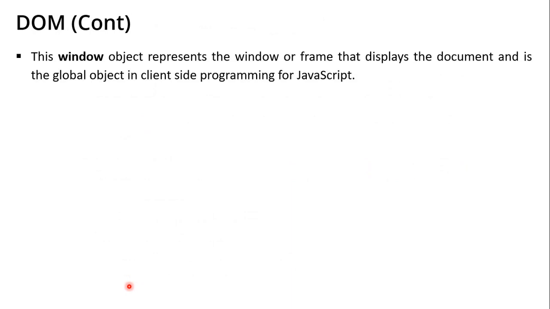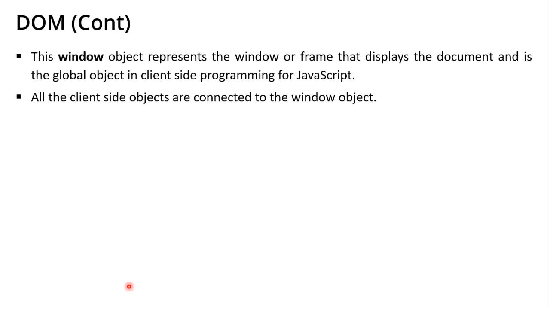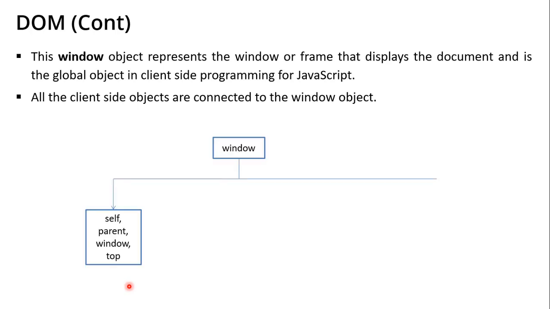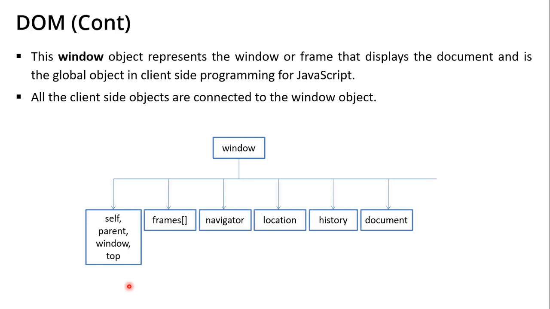The window object represents the window or frame that displays the document and is the global object in client-side programming for JavaScript. So the window object represents the window or the frame that displays the document. All the client-side objects are connected to the window object. So this is the window. We have self, parent or top, and we have frames, navigator, location, history, document and screen.